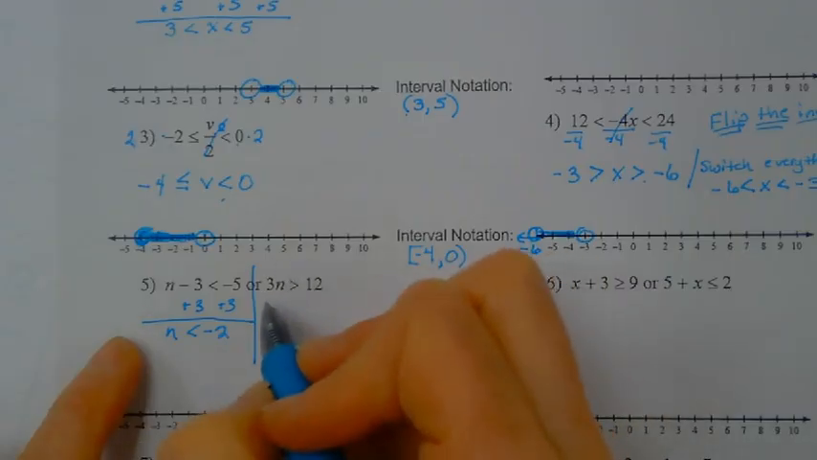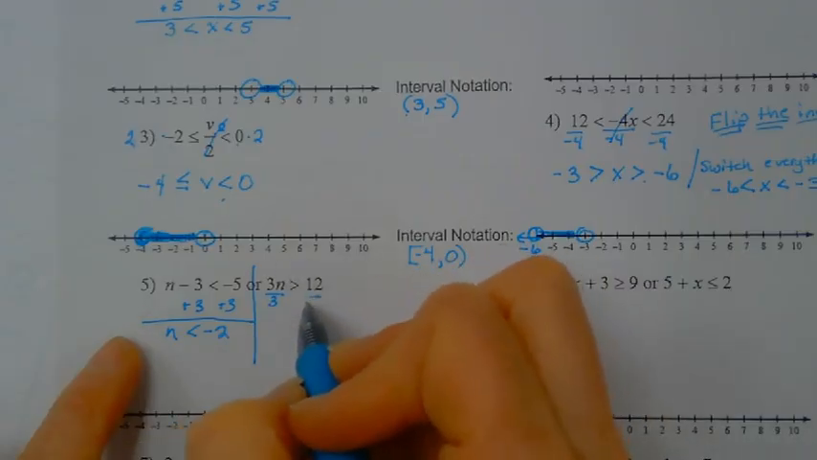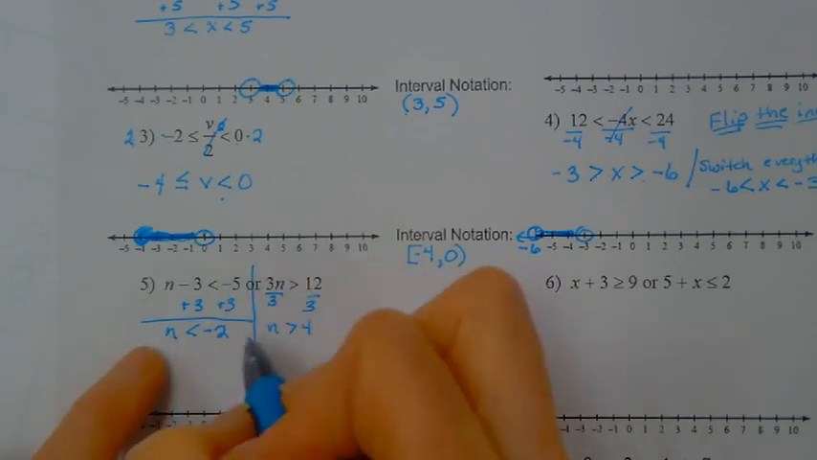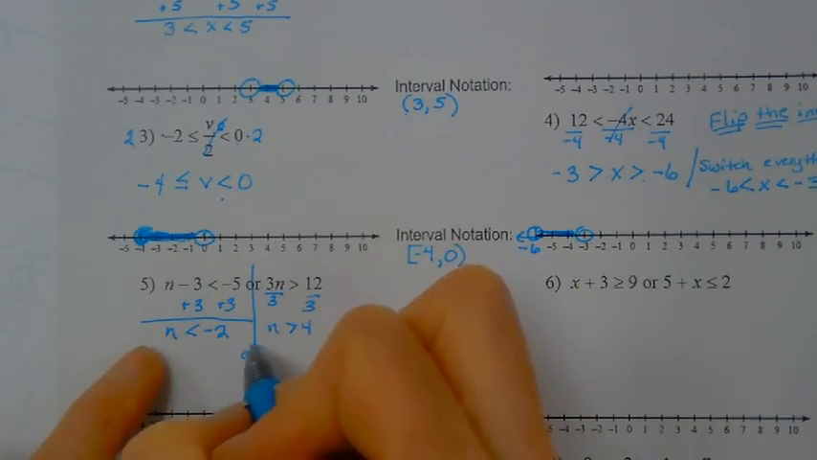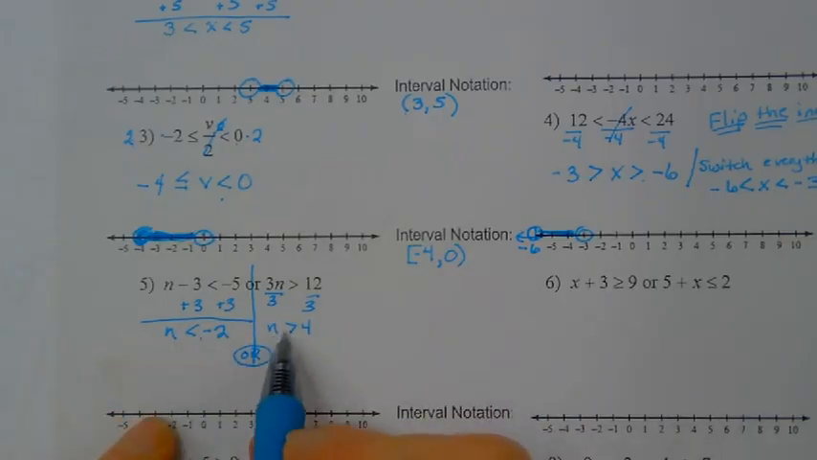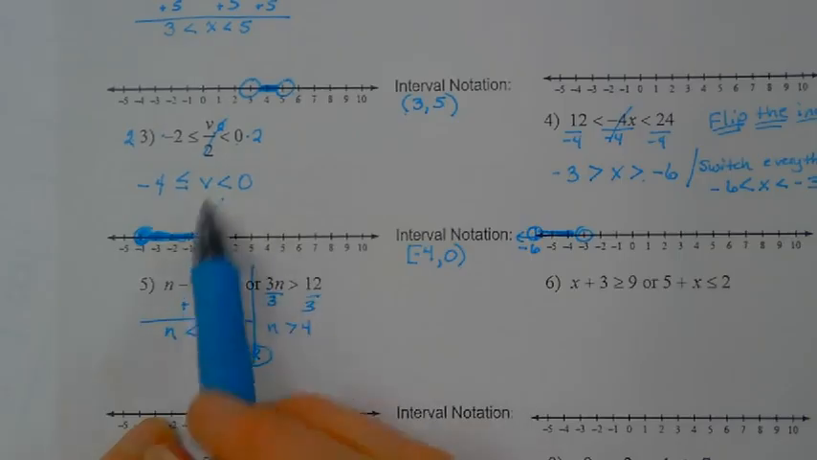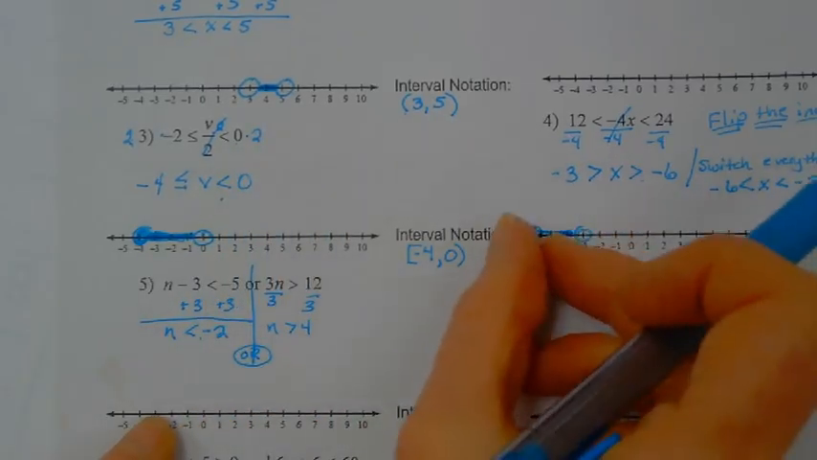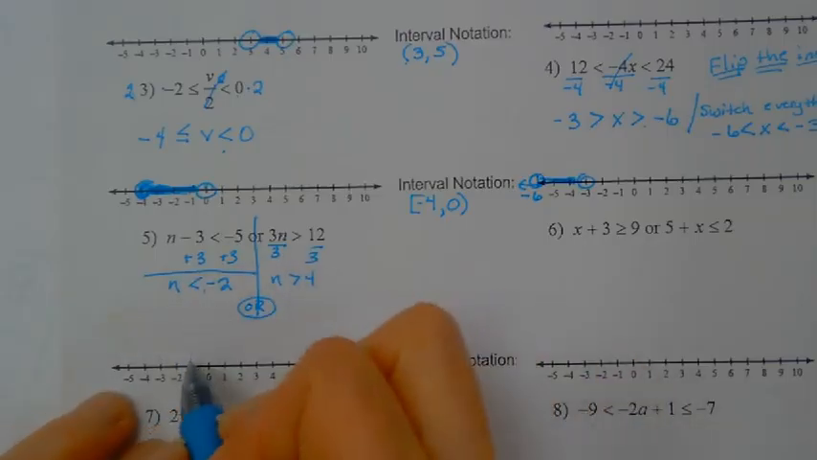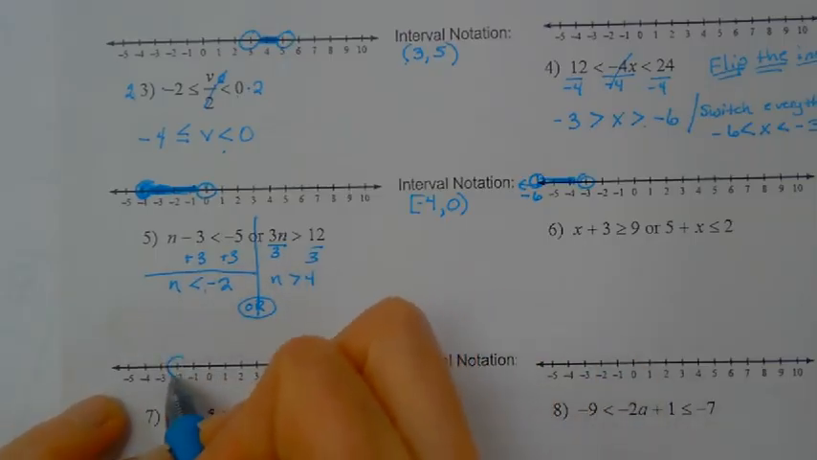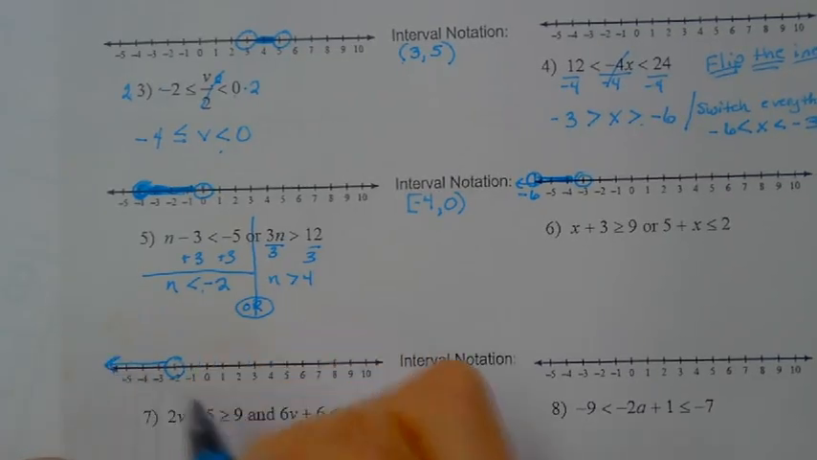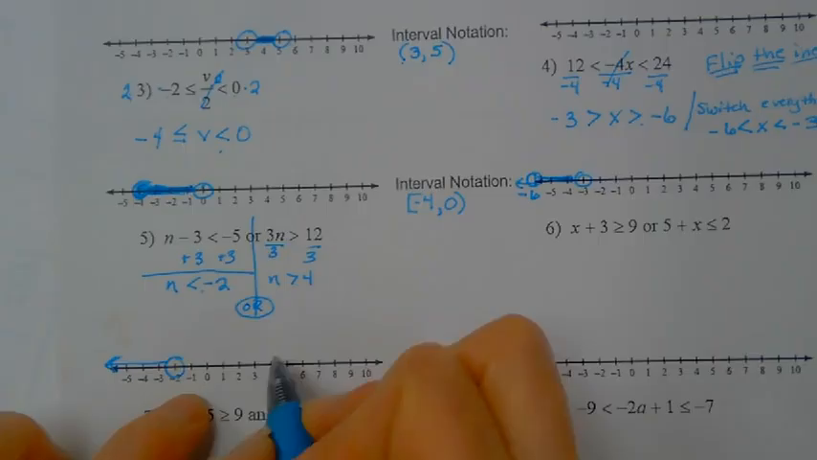And then here I'm going to divide by 3, and get n is greater than 4. So, or, n is less than -2 or n is greater than 4. Now this is going to look different than these graphs. These graphs are chunks or overlap pieces. These are not generally going to overlap. So we want all the numbers less than -2, so all these numbers, or all the numbers greater than 4.